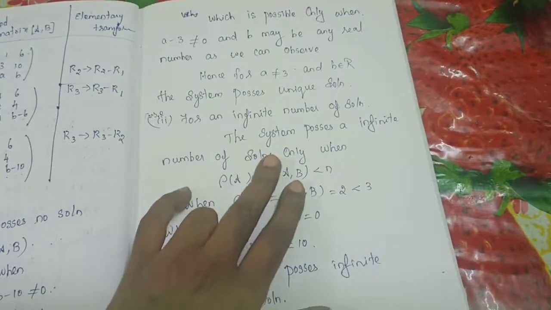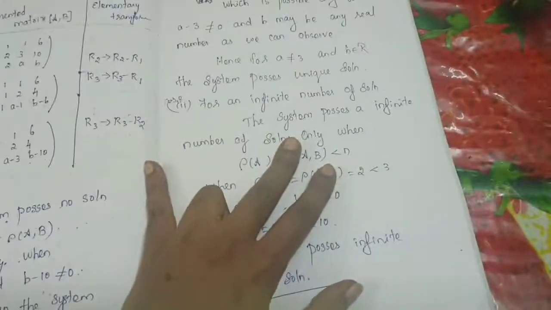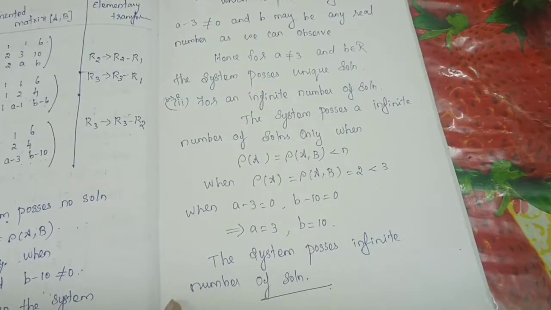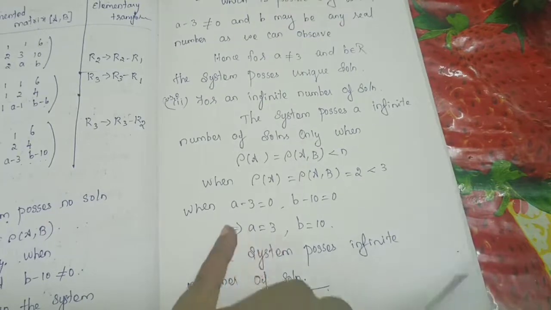Then infinite number of solutions means both the values also equal to 0, then only you will get both rho of A and rho of A comma B less than the number of unknowns. From that you can obtain the system as infinite number of solutions. Understand? Very important question. Now itself one more time you practice it, then only you will be thorough in this particular question. Okay, let's move to the next question.